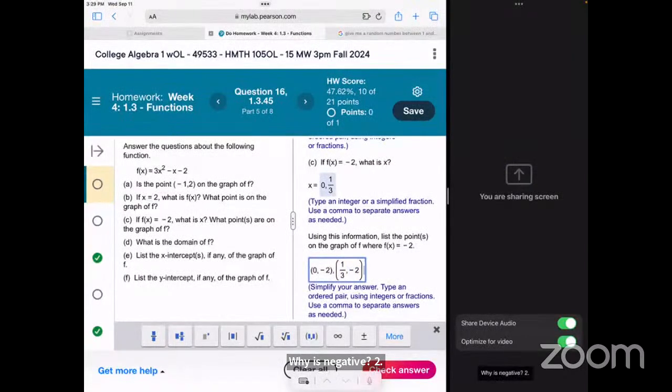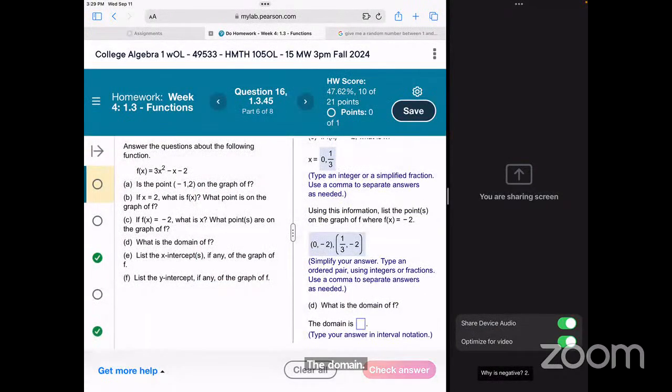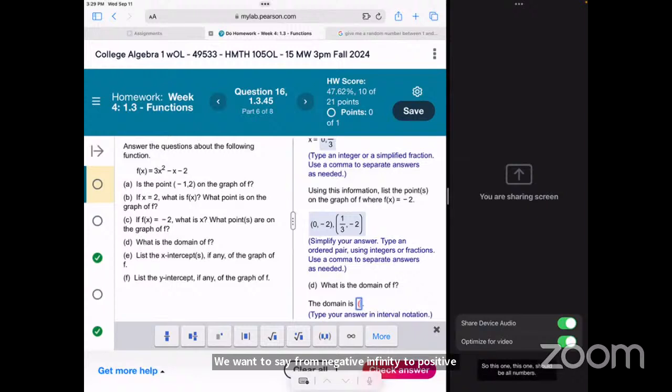The domain. So this is a quadratic, generally polynomials. The domain of a polynomial is all reals, right? So this one should be all real numbers. We're going to say from negative infinity to positive infinity. X-intercept. So if we want to set y to 0 and solve, I'm going to take some notes.